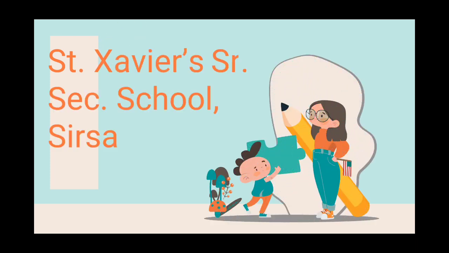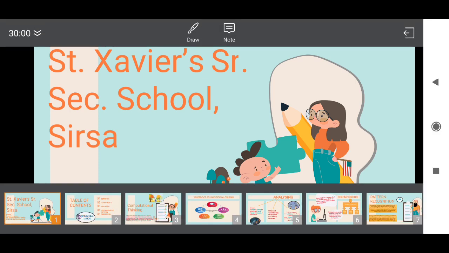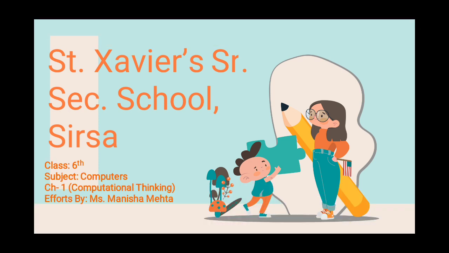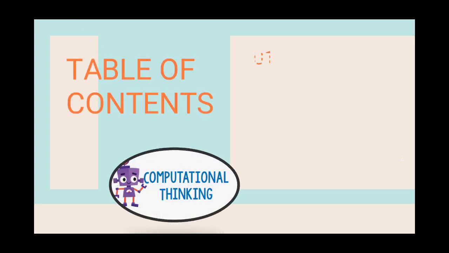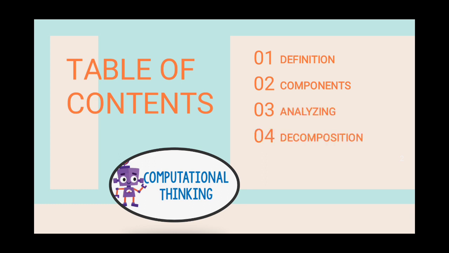In the previous class, we have read about computational thinking with the help of a PDF. But now we are going to study this chapter with the help of a video. So, the table of contents are: definition of computational thinking, its components, analyzing, decomposition, pattern recognition, followed by abstraction and algorithm.